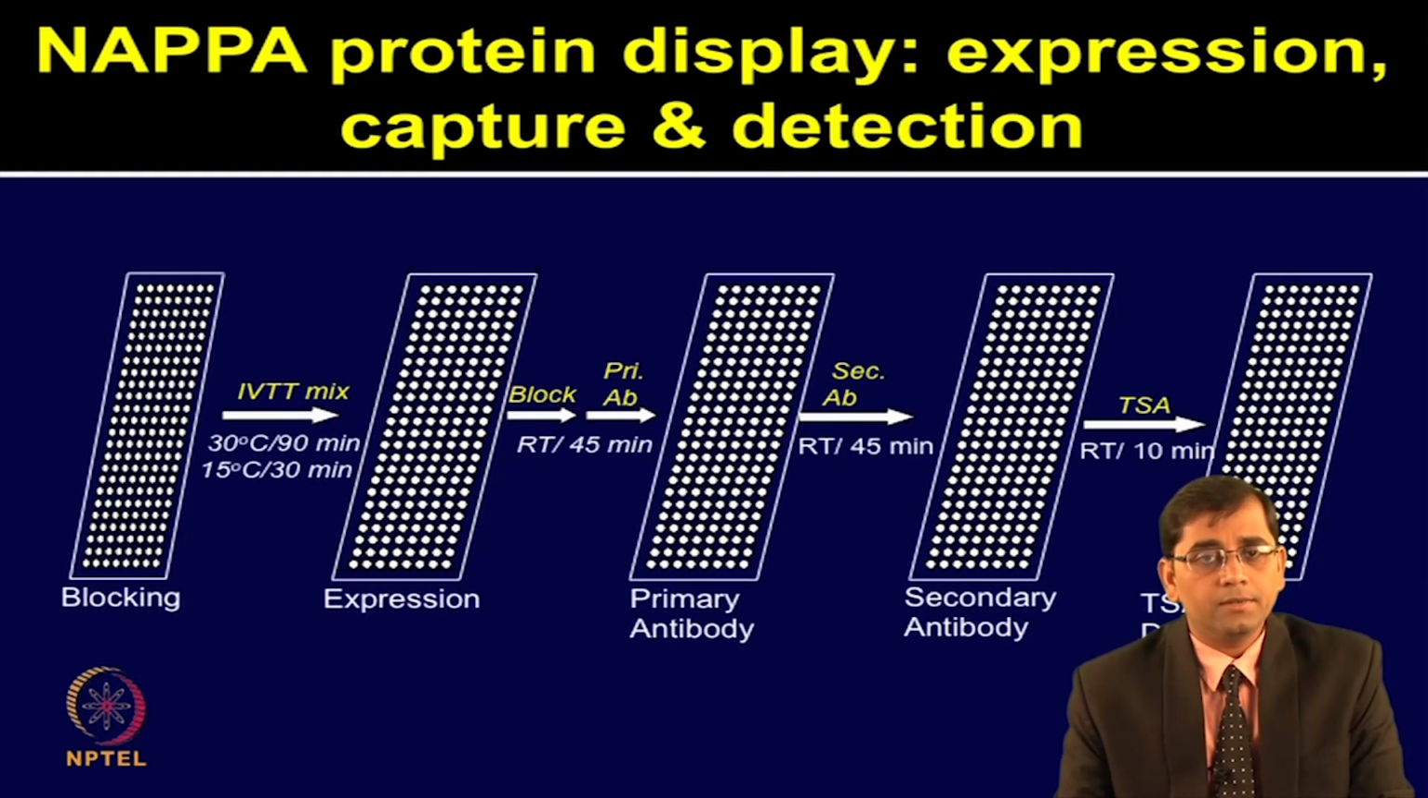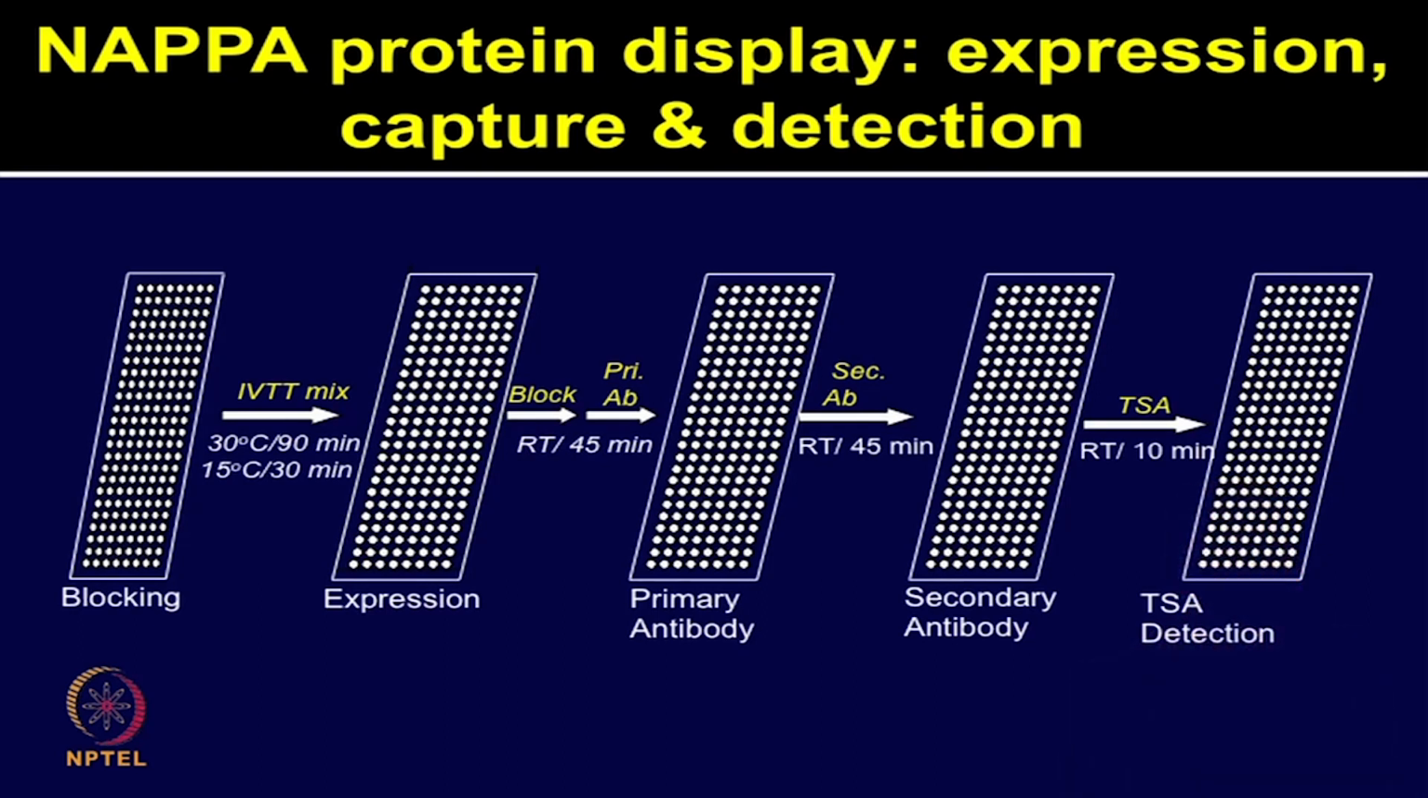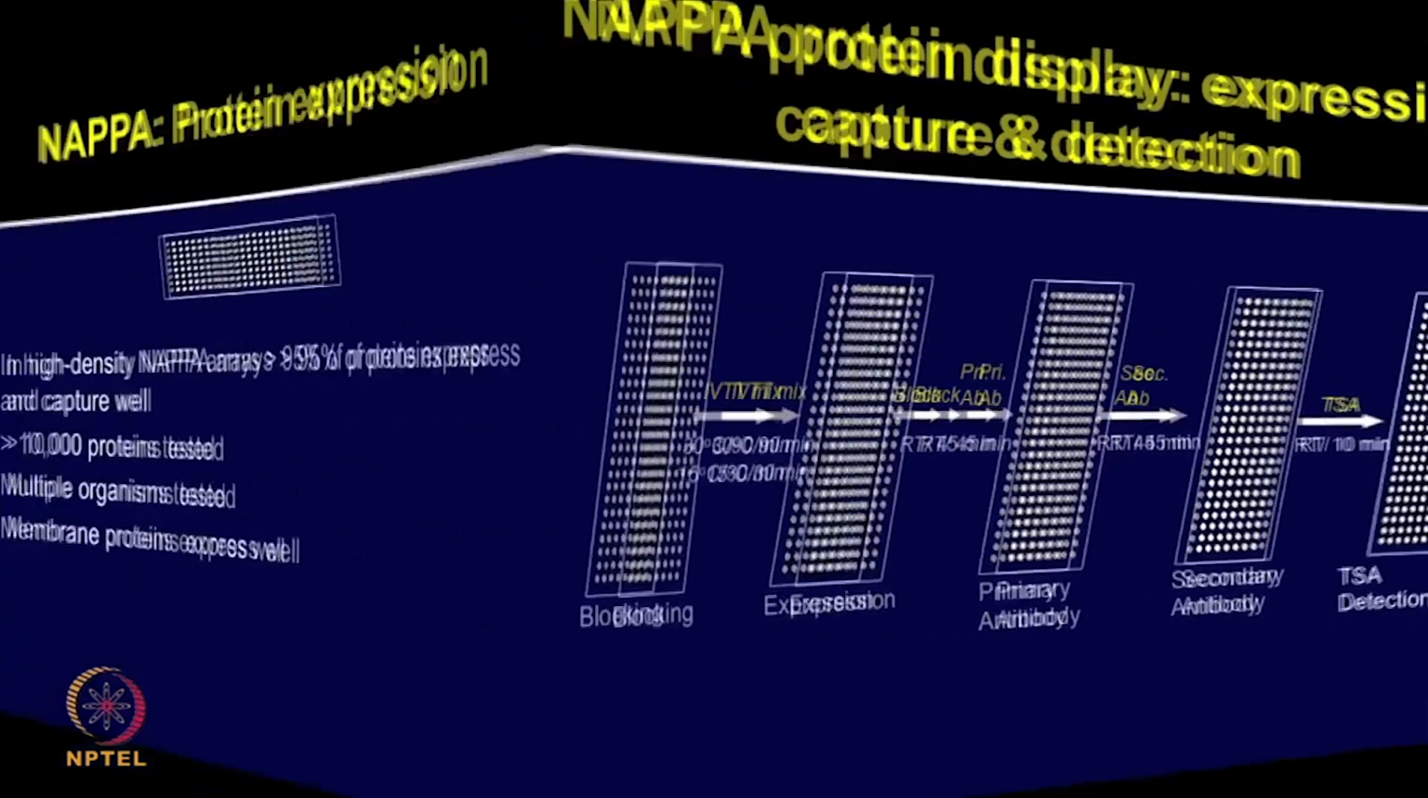After incubation is done, corresponding secondary antibodies can be added. The secondary antibodies can be tagged with Cy3, Cy5 or tyramide signal amplification system. The schematic representation shows the various steps involved in performing protein display, which includes protein expression, capture and detection.